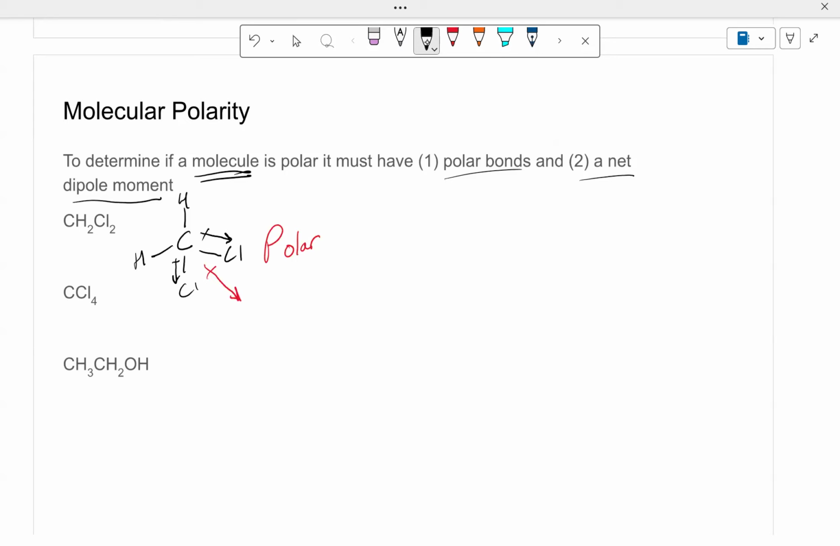Now, if we look at CCl4, the carbon-chlorine bonds, as we just said in the last problem, are polar. The problem we run into is that all of these exactly the same polar bonds cancel each other out. There is no net direction, or I'll say no net dipole moment. So this would be a non-polar compound.